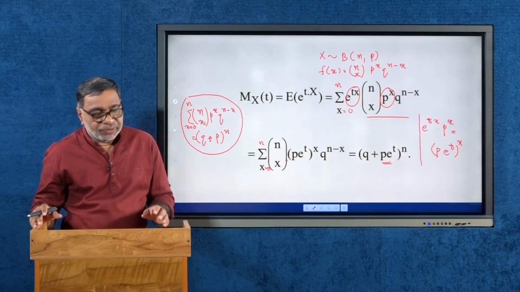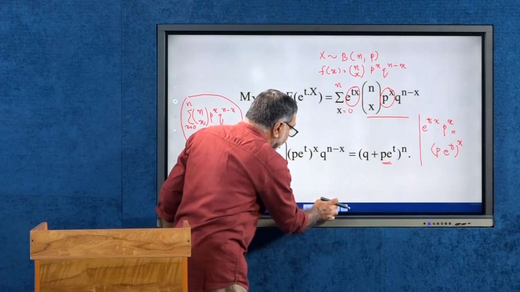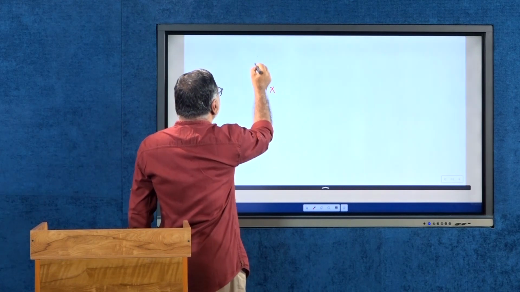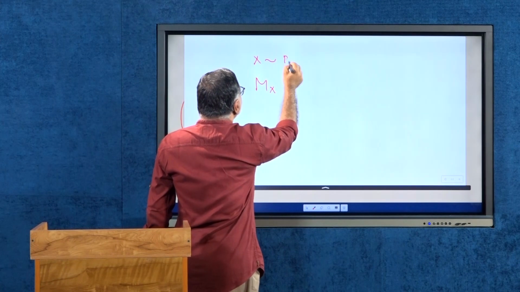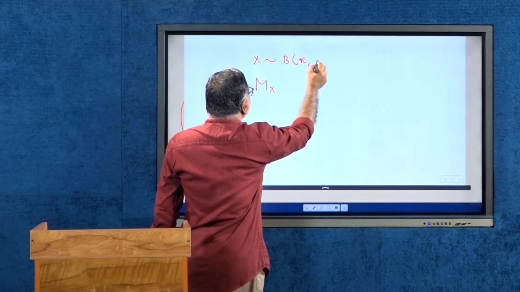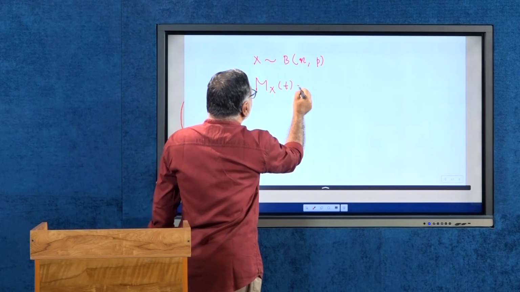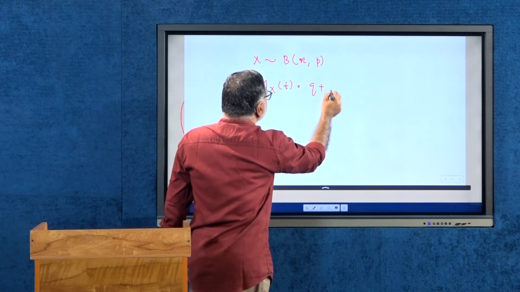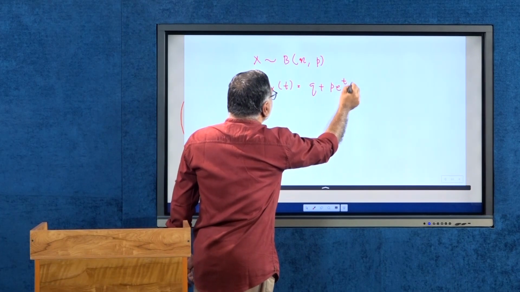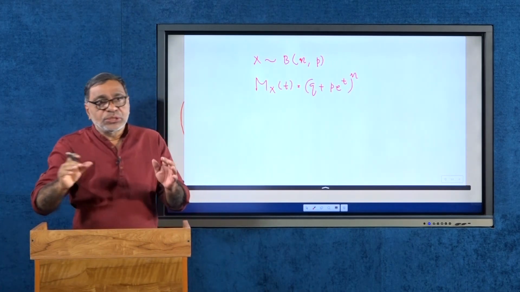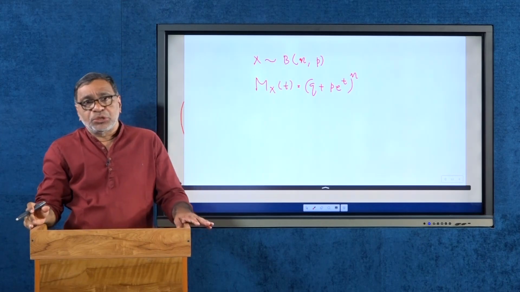So, remember, for the binomial random variable X, suppose X is a binomial random variable with the parameters n and p, the moment generating function is equal to (q plus p e power t) all power n. So, this is the moment generating function of the binomial random variable.